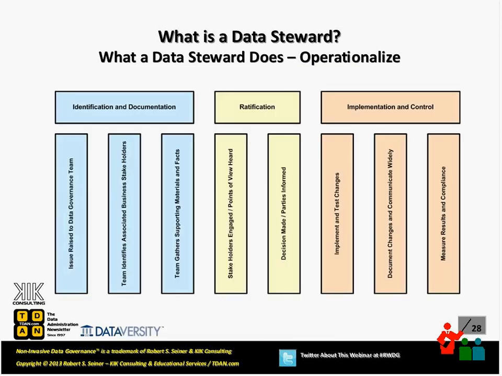An organization I was working with recently put together a very high-level outline of what they do to solve issues. They identify and document issues, they ratify issues, they implement and control. And here are the sub-steps that are listed underneath the primary steps for resolving issues.